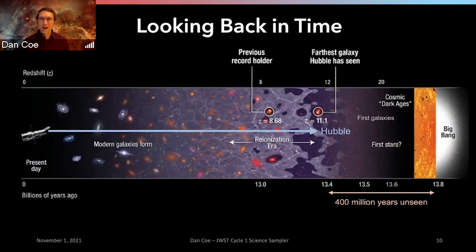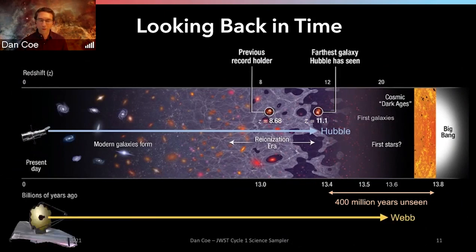So we're looking back 97% of the way to the Big Bang already with Hubble, 13.4 billion years ago. And there's still 400 million years that's yet unseen. Webb will push further back and enable us to see some of those first objects. We've yet to see a single object that formed in that first 3% of cosmic time.